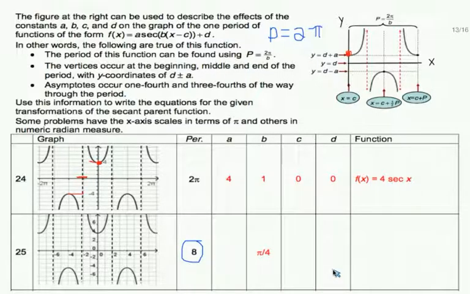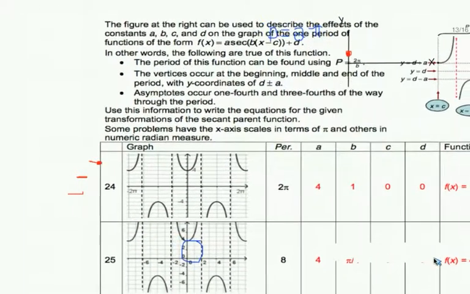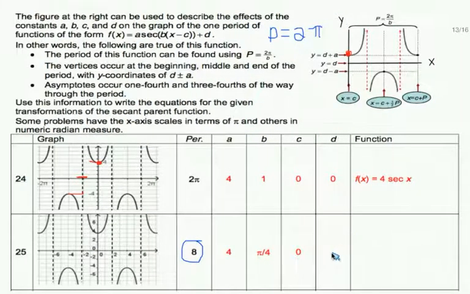And again, your A value is the distance from the center to your maximum or your minimum, or from the center to the bottom, where your minimum is. And in this case, it looks like it's 4 again. So your A value is going to just be 4. And again, we're not shifting it left or right, and we're also not moving it up or down. So both C and D are 0. And here are all your transformations.